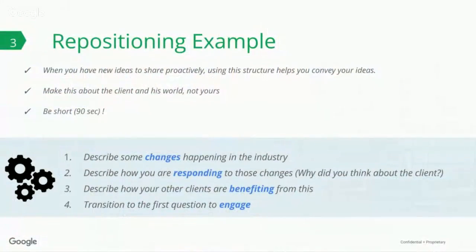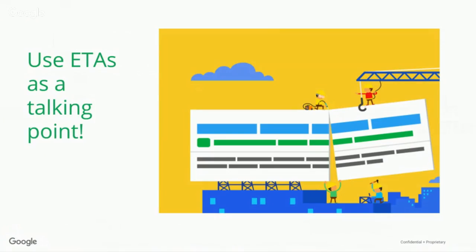The other kind of form of this, of the proactive call, is a repositioning example. Now, this is something, again, it is proactive. You share something, and then you are going to share this particular change, how you're responding, and then really important, how they're going to benefit. So you can use ETAs as a talking point. So expanded text ads. If you guys don't know a lot about ETAs, please check this out. This is the biggest change we've had at Google in terms of our ad formats.